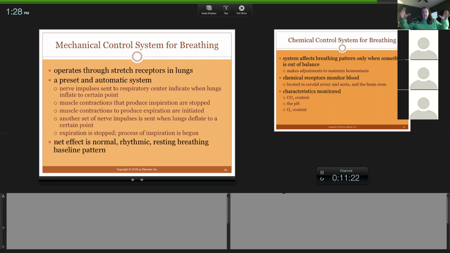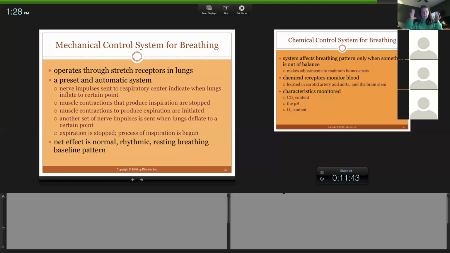I mean, you can only expand to a certain point. And then the stretch receptor is initiated. And then what's going to happen is inhalation is going to stop. The muscles are going to stop contracting. Then it's going to trigger the muscles of exhalation. That's why it's important to know inhalation muscles and exhalation muscles.